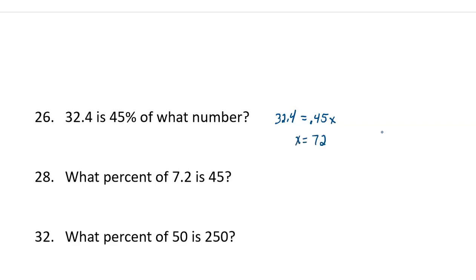Number 28, what percent of 72 is 45? We don't know the percent, we'll call it x. When it says of 72, that means to multiply by 72. The word is equals, and then 45. Divide both sides by 72 to get the value of x. Remember that you're finding a percent, so this division is going to give you the decimal version of the percent, and then you need to write it in its percent form. This is 6.25, but now it's percent form, 625%.